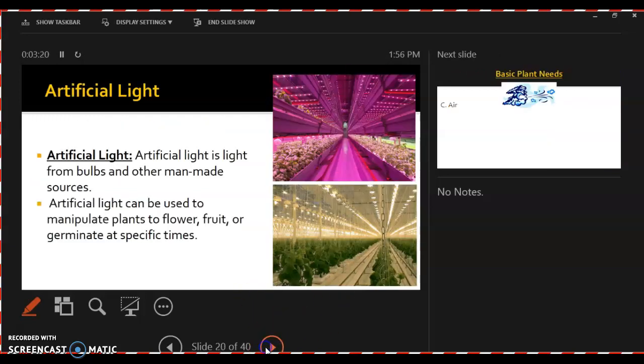Then we have artificial light. Artificial light is light from bulbs and other man-made sources. Artificial light can be used to manipulate plants to flower, to fruit, or to germinate at a specific time. As you can see right here, the pinkish purplish lamp is meant to get them to flower early. You're tricking them into flowering early.